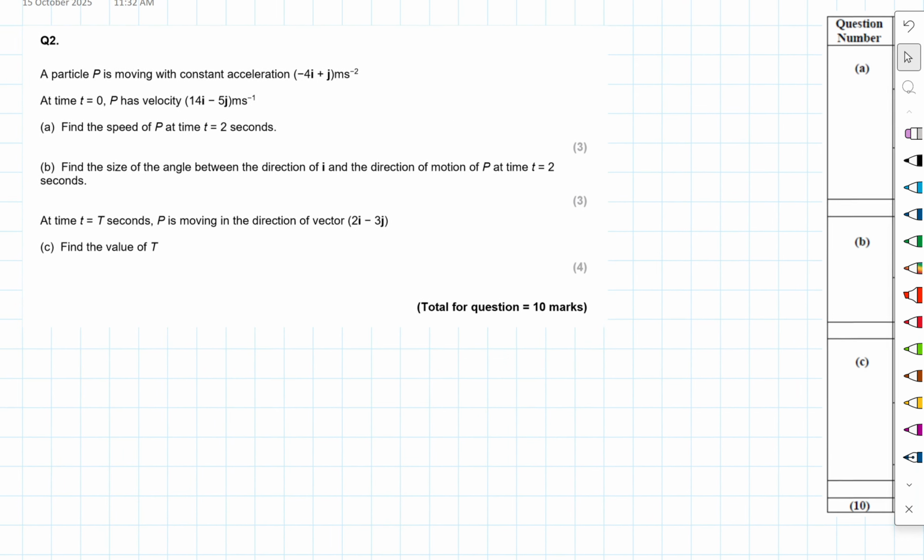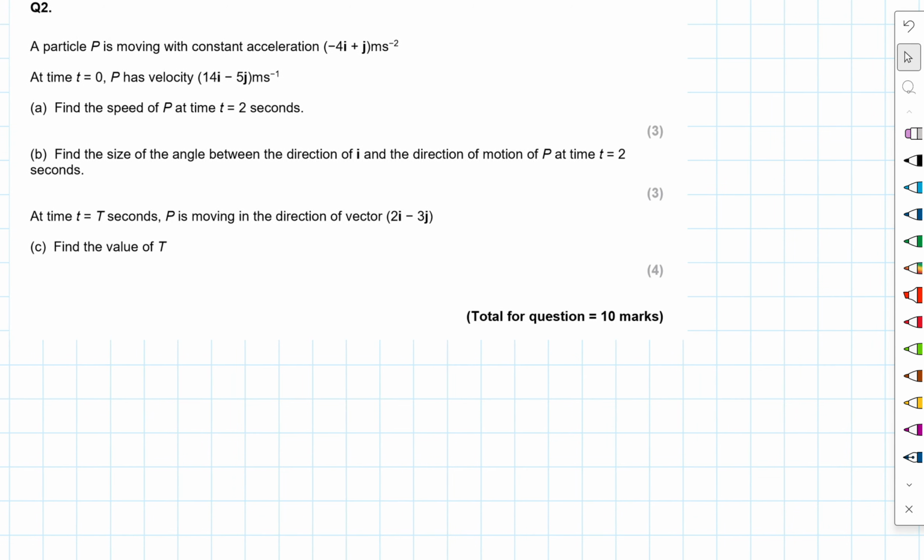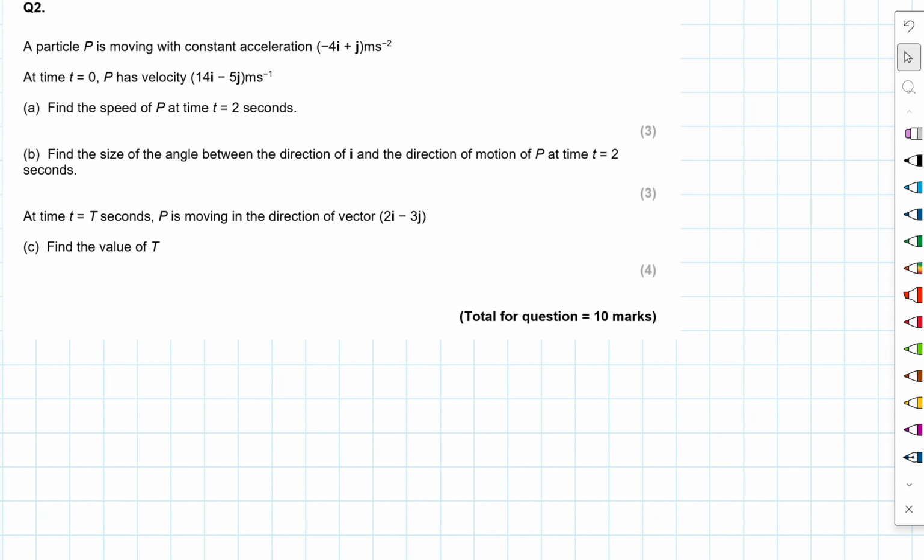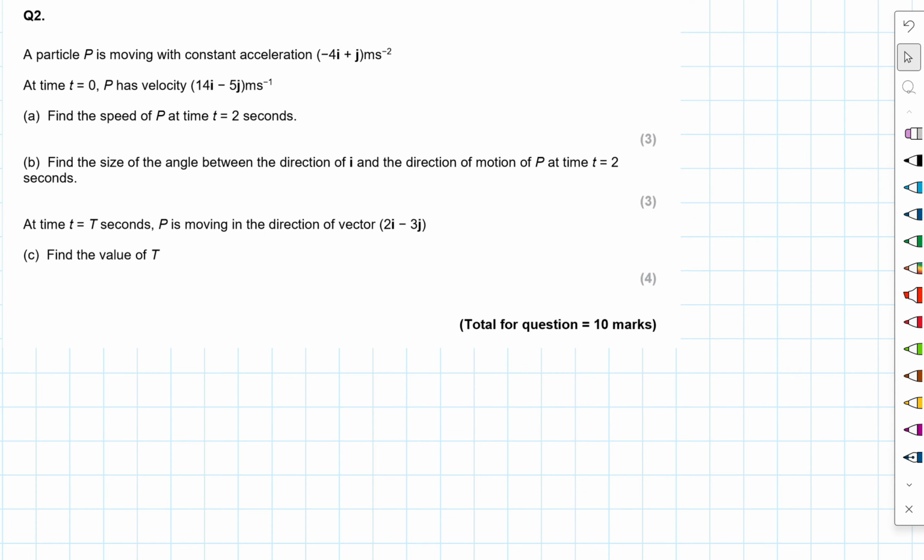Question 2 of the set of exam questions that I posted. This one involves a couple of things that I think might be important to clarify, or that some people I know were slightly confused on. First of all, finding the speed of P at time t equals 2, we're told this thing has constant acceleration. Now, this is slightly unusual for vectors questions because normally we're actually dealing with constant velocity, which has no acceleration.